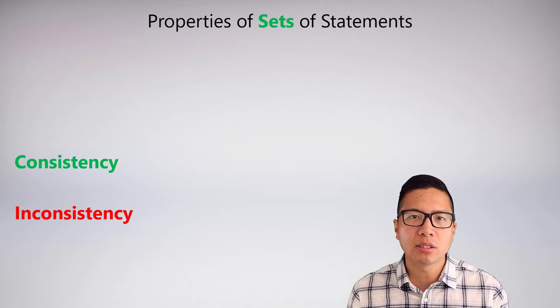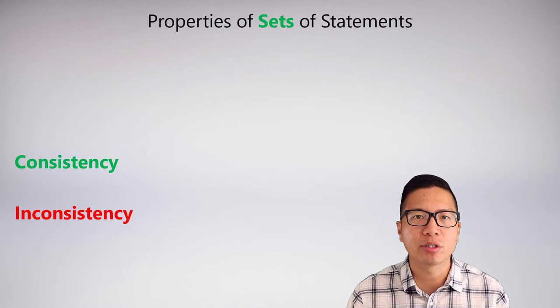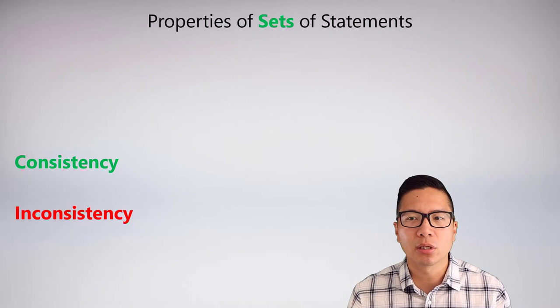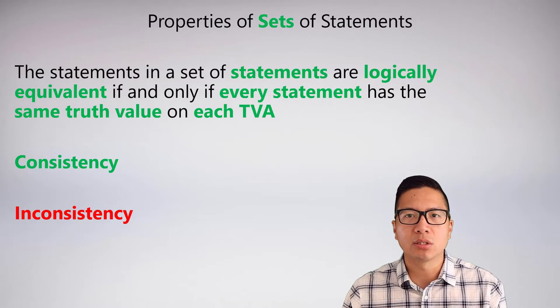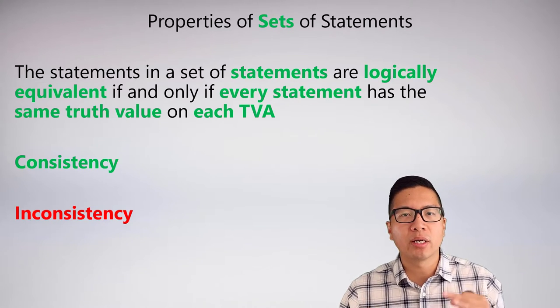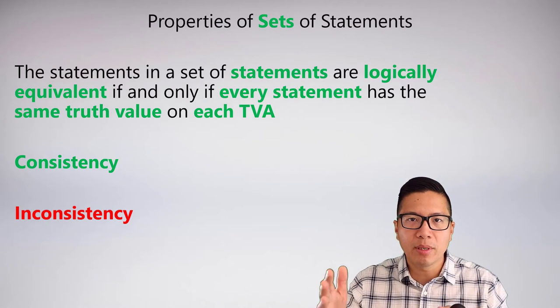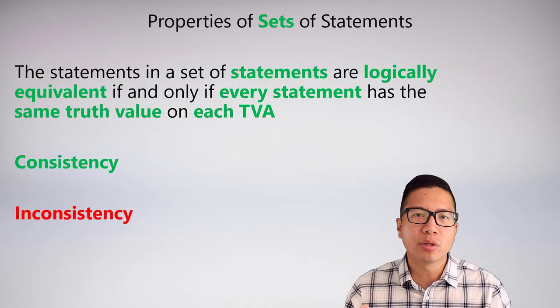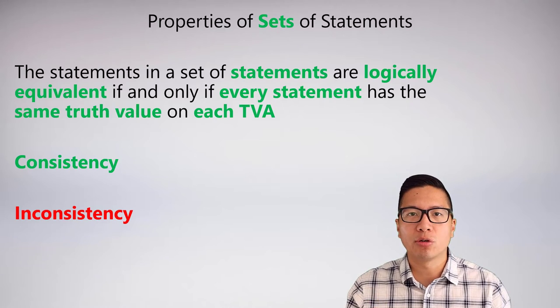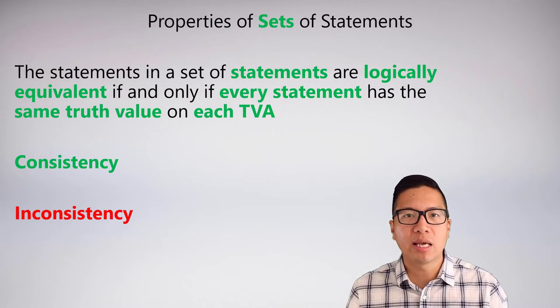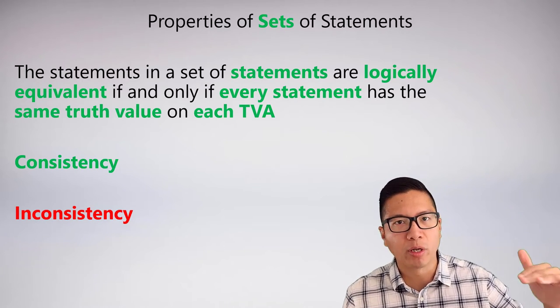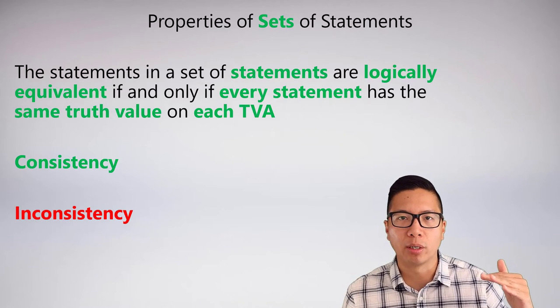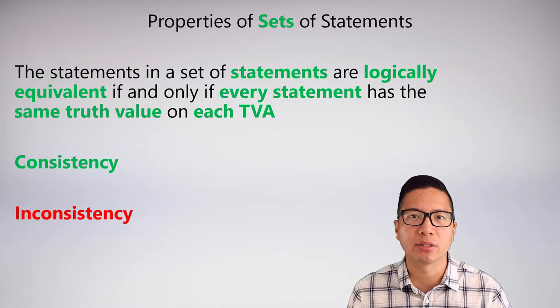So on top of consistency and inconsistency, there is a third property that we can talk about for sets of sentences. And this third property is logical equivalence. And so what we'll say is that all the statements in a set of sentences are logically equivalent if it turns out that under every single TVA, all the statements have the exact same truth value. So this is sort of a rare case, but it basically just means that logically speaking, those sentences function truth-wise in the exact same way. The same truth conditions that would make one statement true would make the rest of the statements true, and when one statement is false, the rest of the statements are false, and so on. So logical equivalence is a special property of sets.